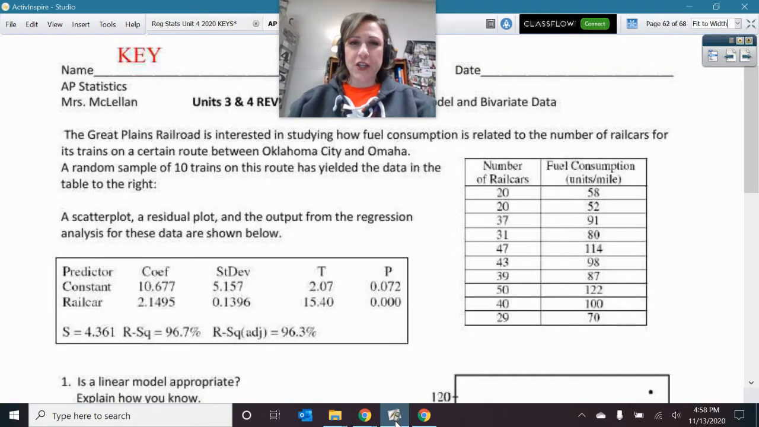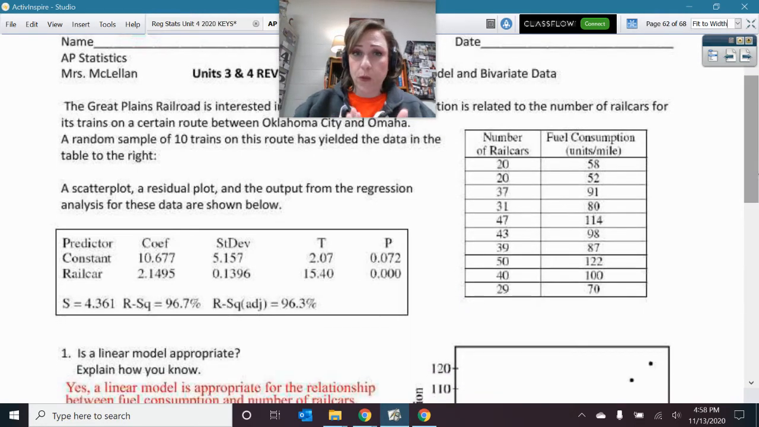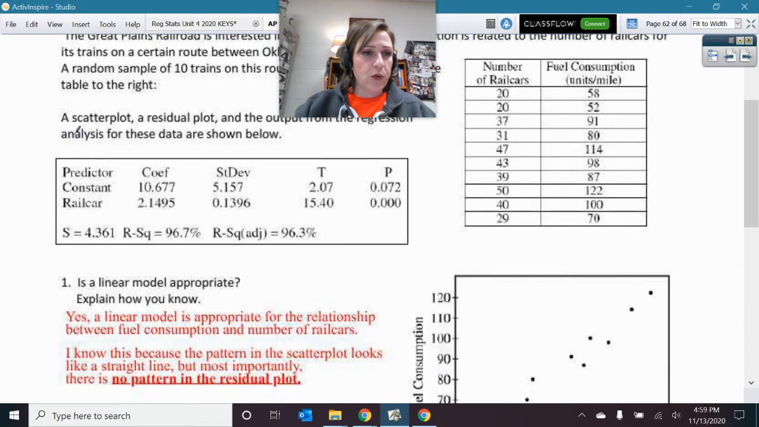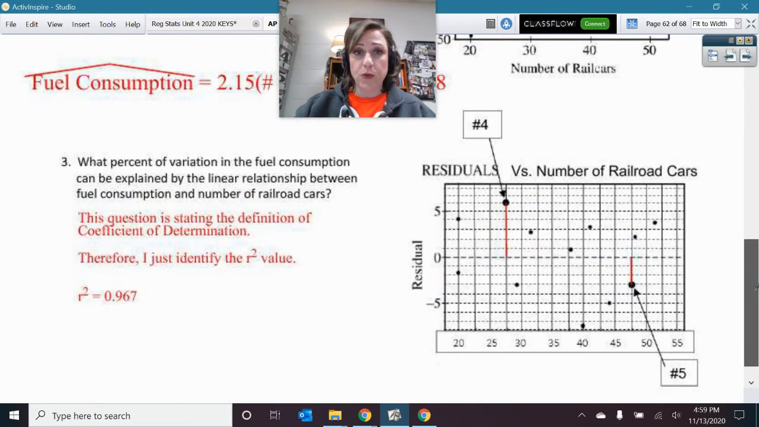All right, we're going to go over the Unit 3 and 4 cumulative review. So it's going to cover the normal model and all of our bivariate data. So here we have a couple of things. One of the skills to learn here was to be able to read the computer printout and understand various things about the residual plot.